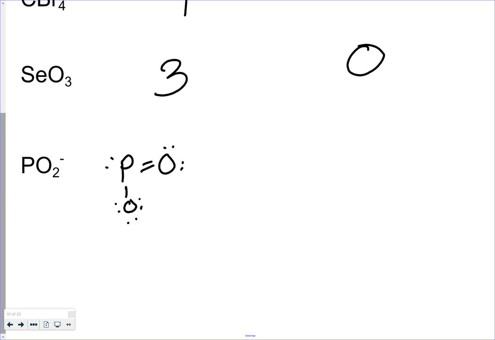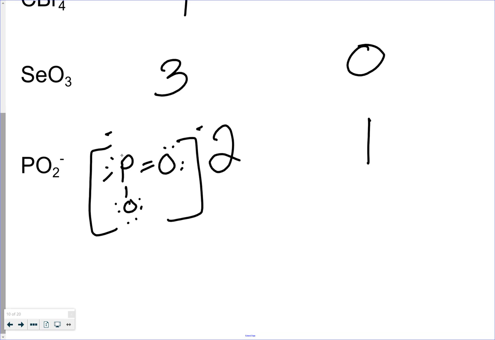And if we put 2 more here, let's count. 2, 4, 6, 8, 10, 12, 14, 16, 18. Go ahead and put that in a negative bracket. So you'll see that there are 2 bonded and there is 1 lone pair. This being our lone pair. And that's how you do columns 5 and 6.